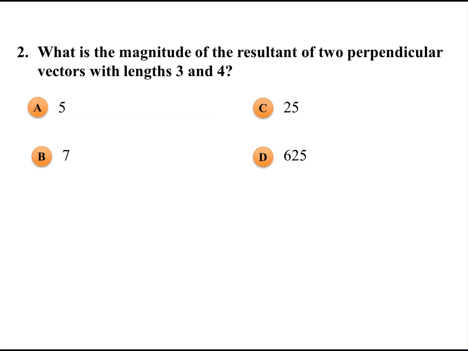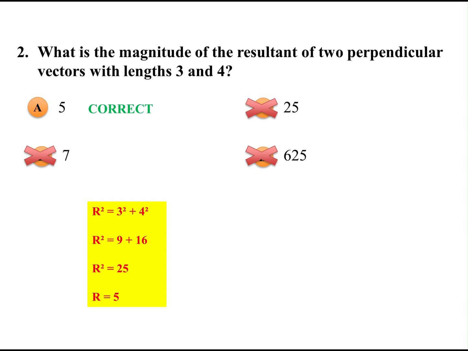What is the magnitude of the resultant of two perpendicular vectors with length 3 and 4? Of course, the answer is 5, because simply by applying the Pythagorean theorem, R will equal 5.